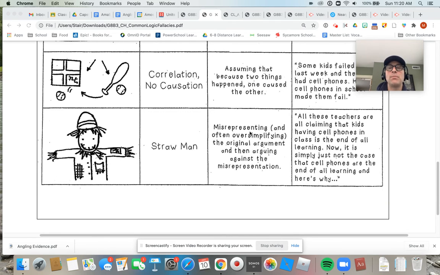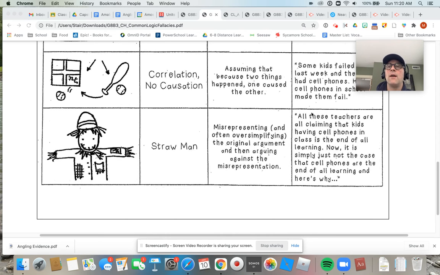And the last one, misrepresenting or oversimplifying the original argument, right? And then arguing against this misrepresentation. We see this a lot in politics. I want to raise taxes. My opponent wants to take all of your money. No, no, no. We need to raise taxes on the top 5% earners. No, no, he's going to come and take your house, right?